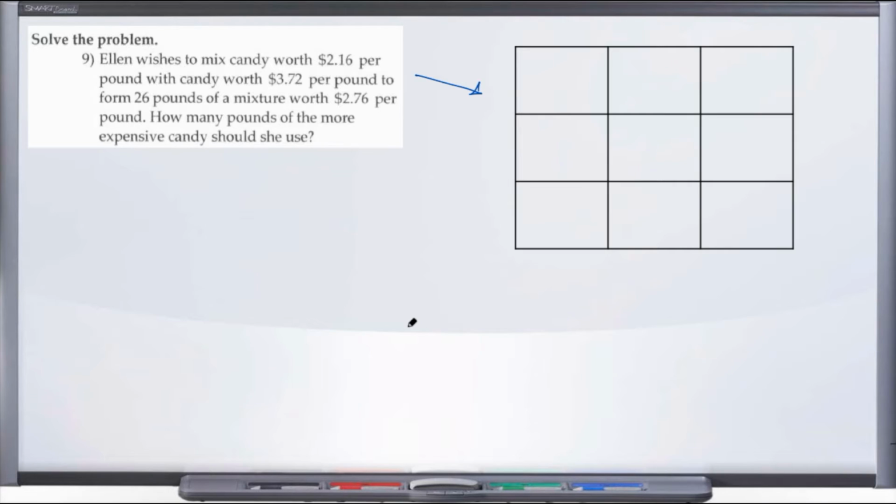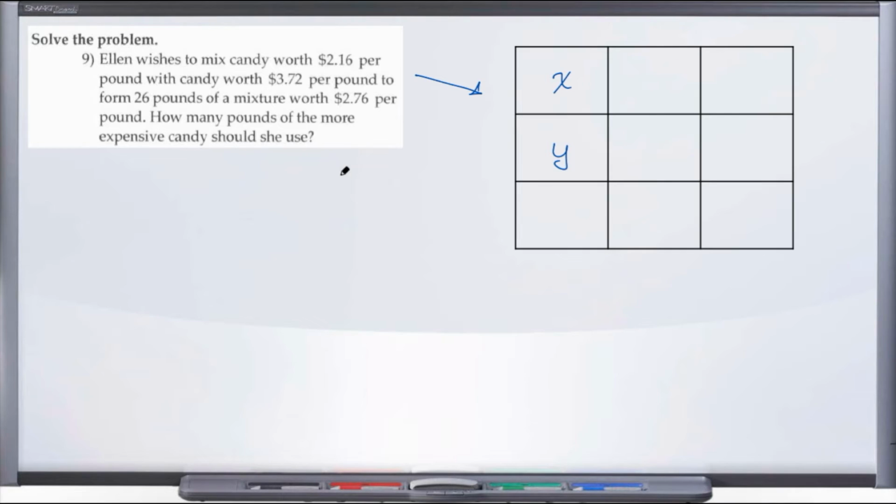First things first, when you're using this box method, always label the top left box X and the box right below it Y. This is what we are always going to label these two boxes, X and Y, because remember, we're creating a system of equations here.